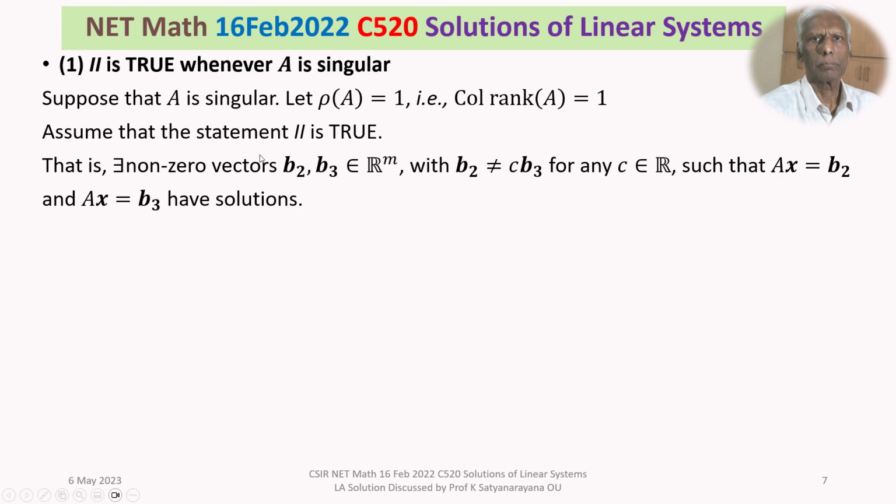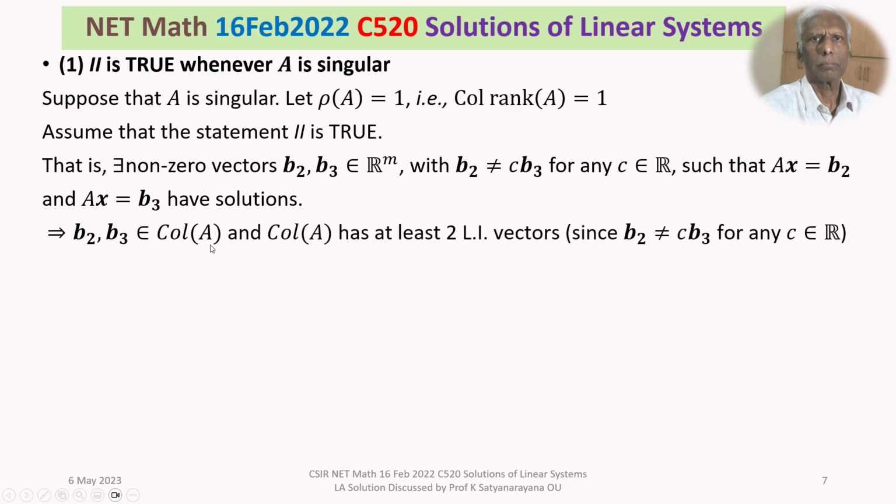Because we have assumed that statement 2 is true, there are two linearly independent vectors b2, b3 belonging to the column space of A, and because they are linearly independent, the column space of A has at least two linearly independent vectors. They are linearly independent because b2 is not equal to c times b3 for any c belongs to R.